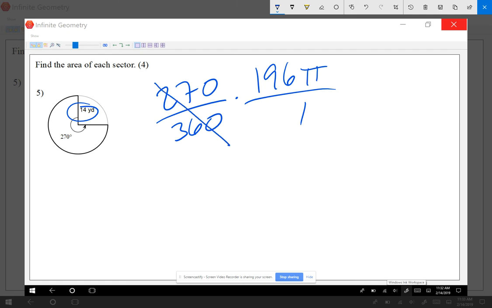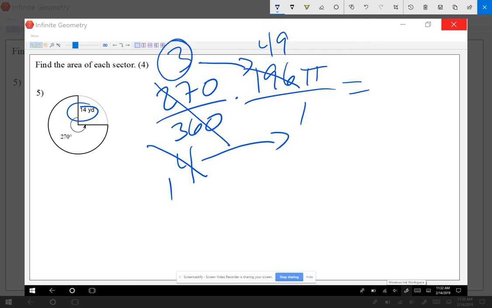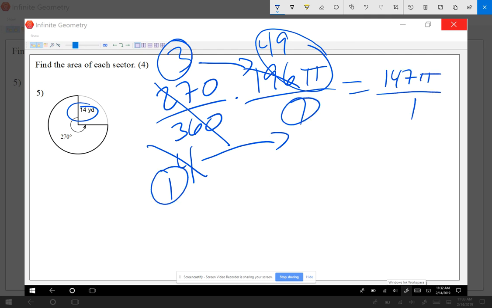270 over 360. Let me divide each by 90. So I'm going to have 3 over 4. I know I multiply straight, so that's the only way I cannot simplify. But the 4 and the 196 I can. Let me divide each by 4. This is 1. This is 49. So on the top, I have 3 times 49 pi, which is 147 pi. At the bottom, I have 1 times 1, which is 1. Now this fraction, because it's over 1, I can just write it as 147 pi.